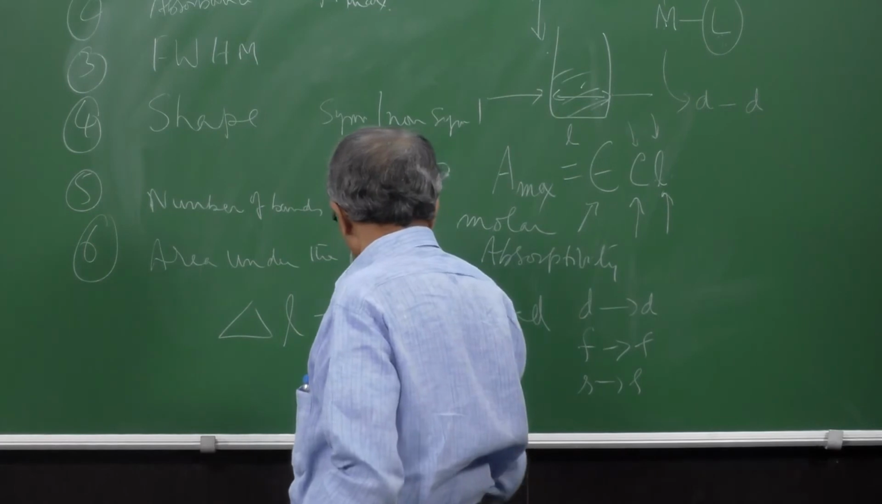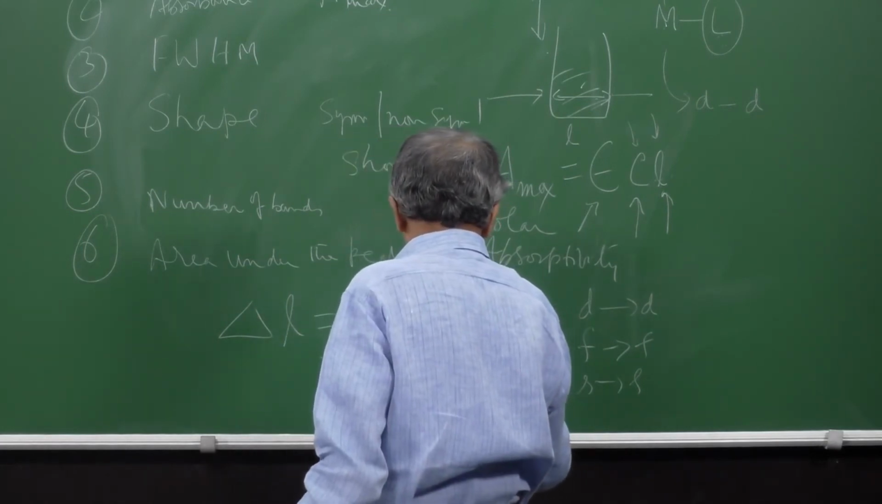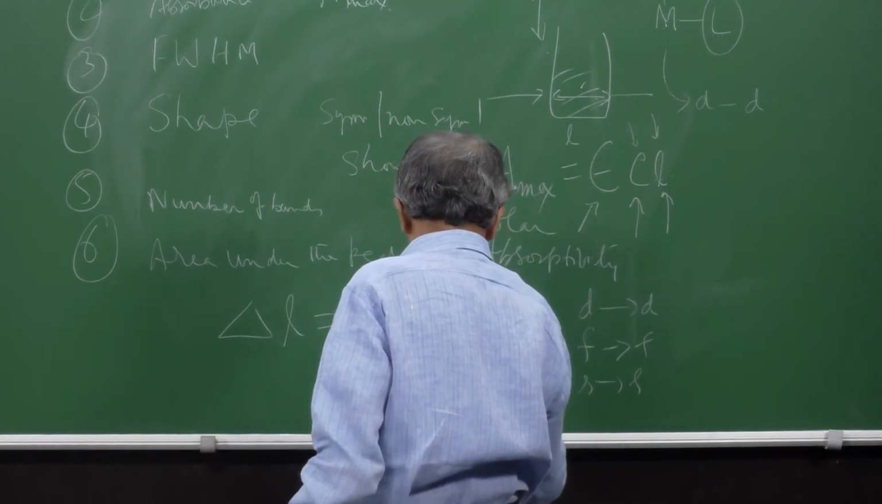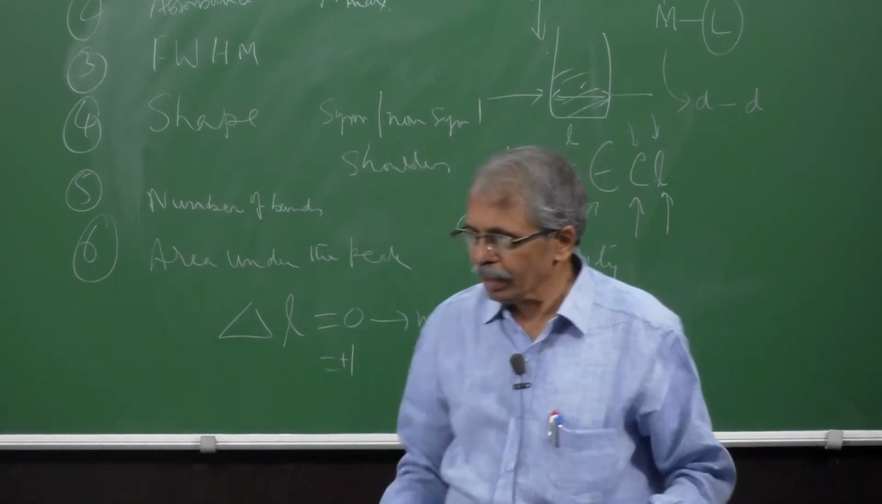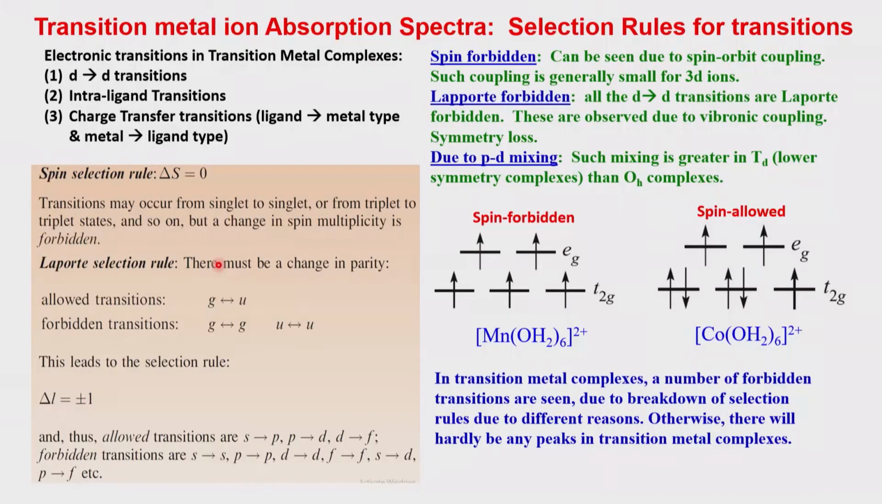So that means S to P you can expect, P to D you can expect, and D to F you can expect, and that will be a difference of 1. But if you go higher, it becomes 2, and your intensities will become very low.